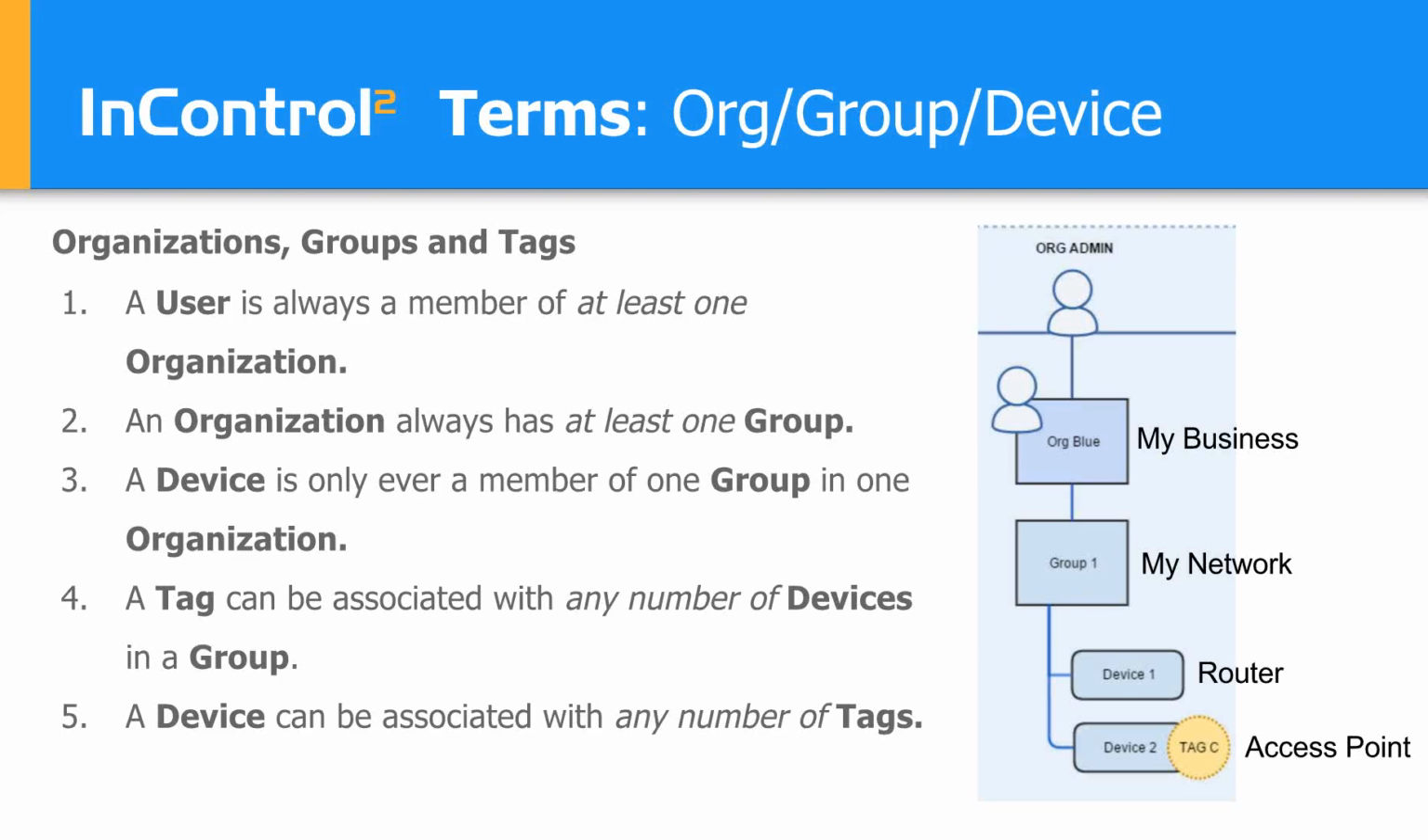Organizations, groups, and tags. First off, a user, that is you or I, are always going to be the member of at least one organization. And an organization or an account is always going to have at least one group associated to it. Now, a device, a Peplink device, is only ever going to be a member of one group in one organization. They can't double dip. Now, a tag can be associated with any number of devices within a group, however, and a device can have any number of tags associated to it.